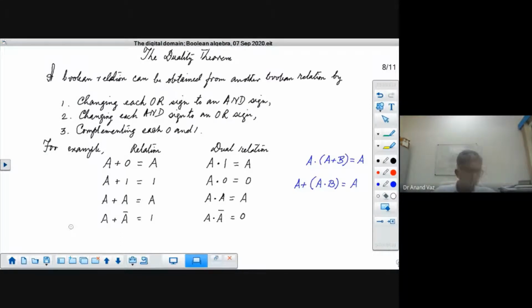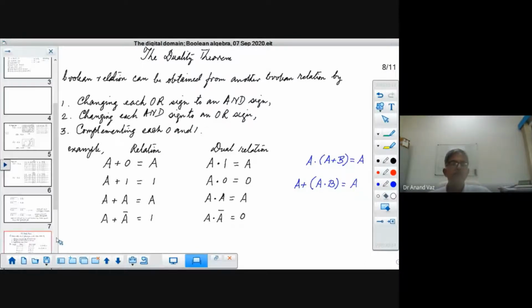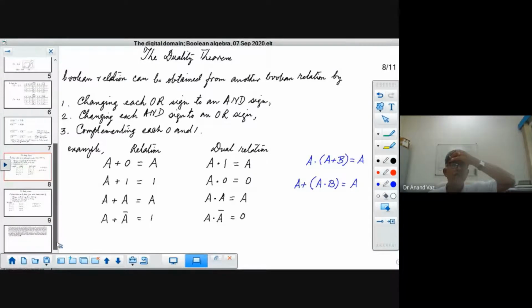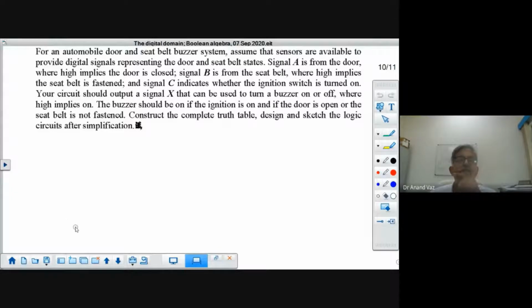Now let us take an example. Let us take a problem so that we are able to actually apply what we have done so far. Let's take a problem here, and we'll work out this problem. We'll work out a solution.